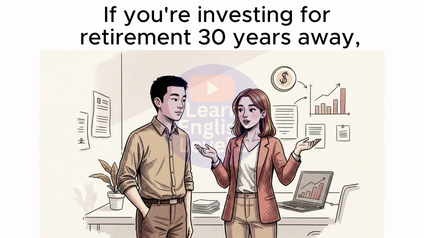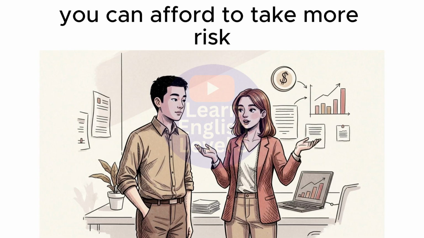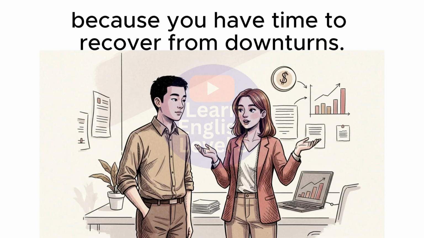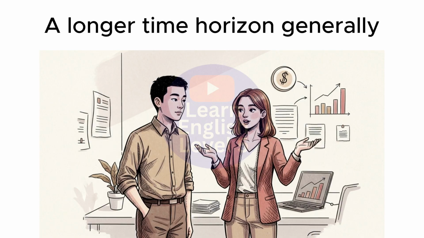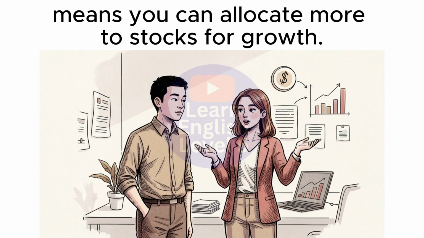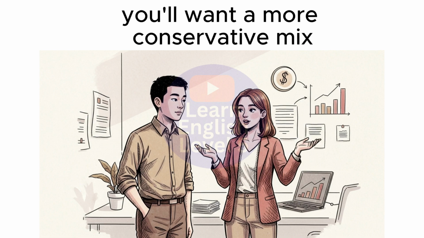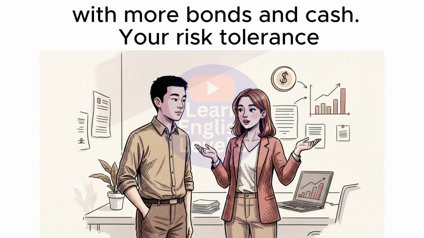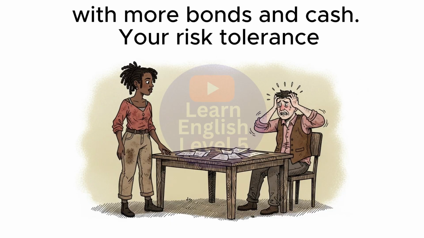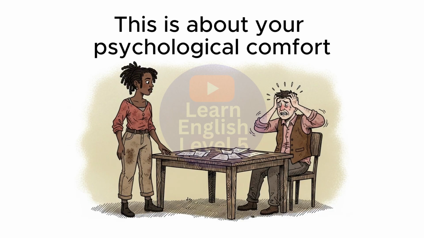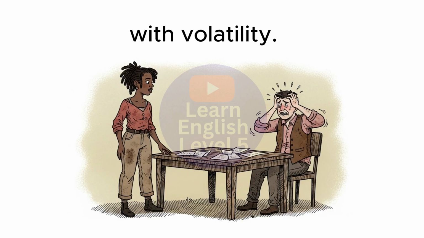If you're investing for retirement 30 years away, you can afford to take more risk because you have time to recover from downturns. A longer time horizon generally means you can allocate more to stocks for growth. If you need the money in 5 years for a house down payment, you'll want a more conservative mix with more bonds and cash. Your risk tolerance, this is about your psychological comfort with volatility.